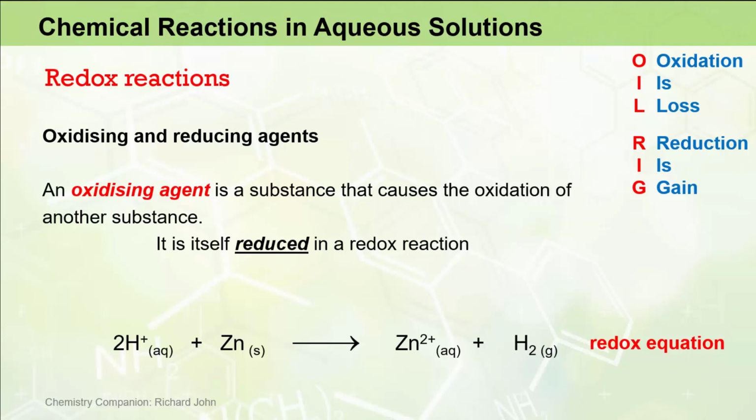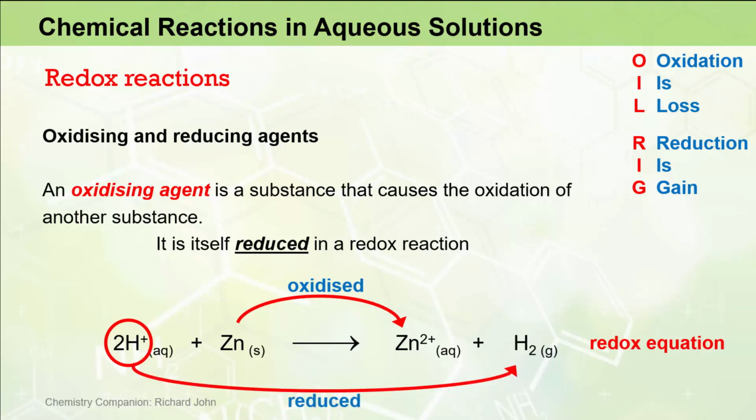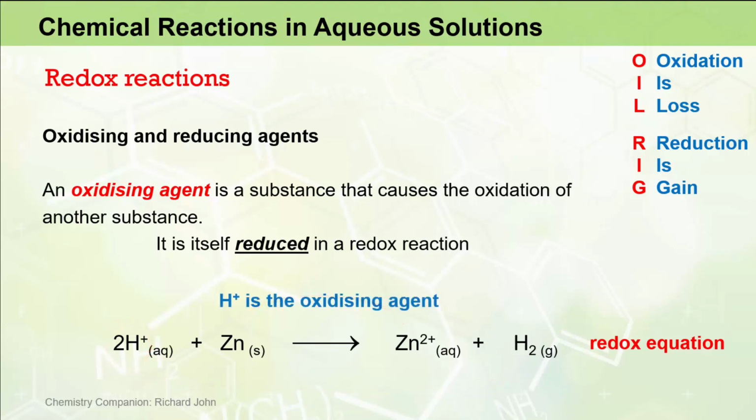If we go back to our redox equation for the reaction between an acid and a reactive metal, we can see that these reactants, the 2H+ ions, have caused the oxidation of zinc metal to Zn2+. And in that process, they have themselves been reduced from H+ ions to the H2 gas molecule. So in the sense that H+ ions caused zinc to be oxidized, we say that, in this reaction, the H+ ion is the oxidizing agent.